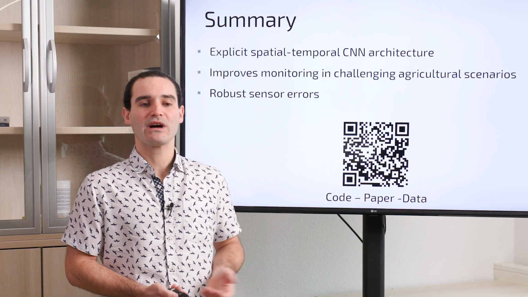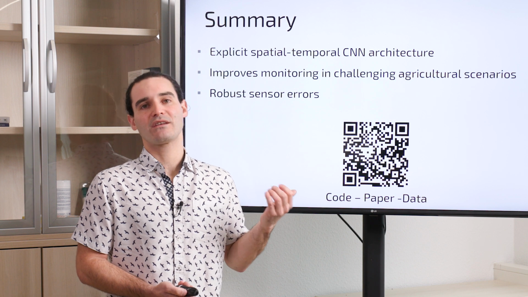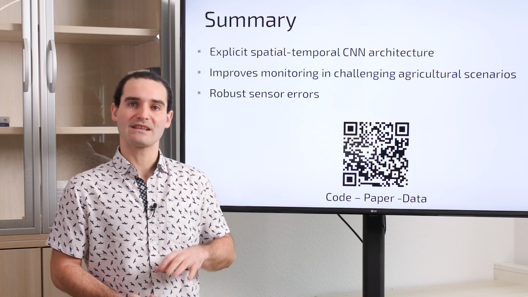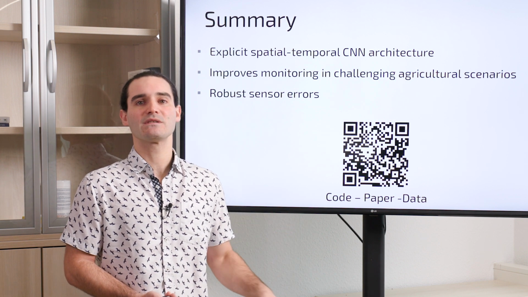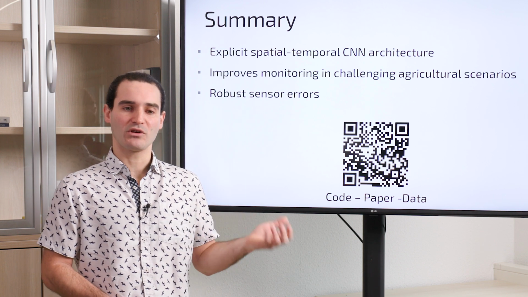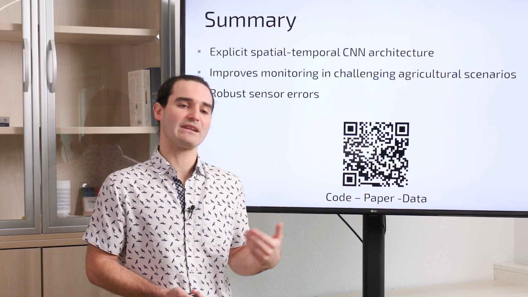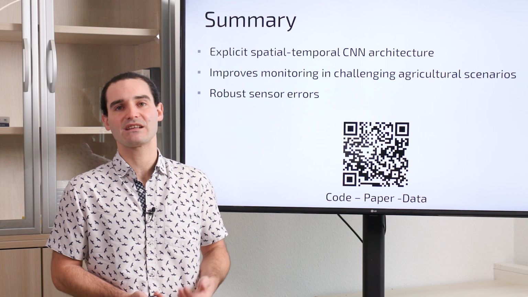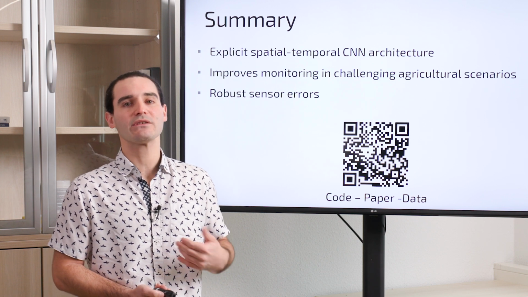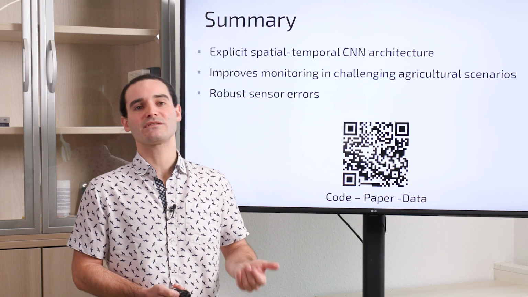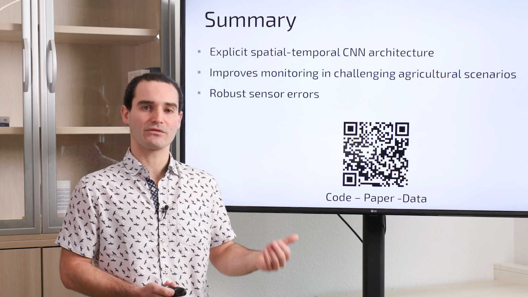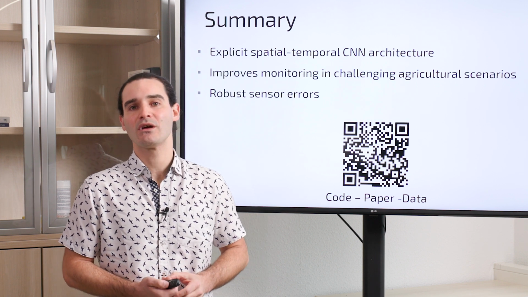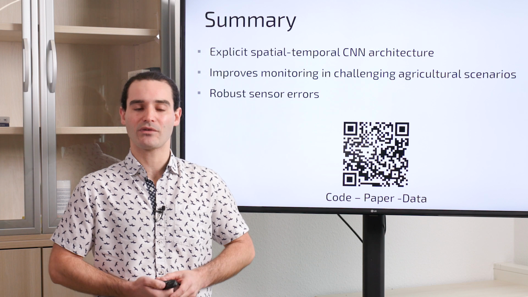So today I showed you how you can incorporate explicitly spatial temporal information that's available in most agricultural robots to convolutional network monitoring systems. We also show that this improves the monitoring in challenging agricultural scenarios, and we also discussed that it's robust to sensor errors because it doesn't rely on your robot running at a specific speed, nor to have constant frame rates from your sensors.